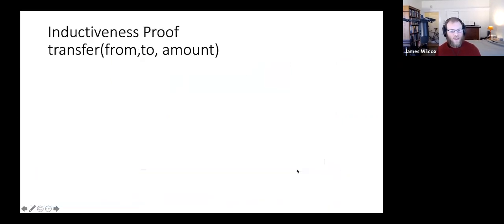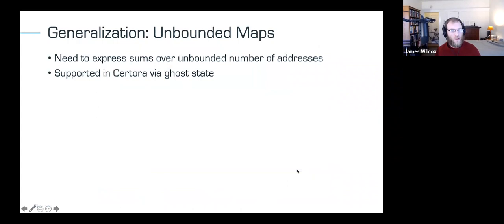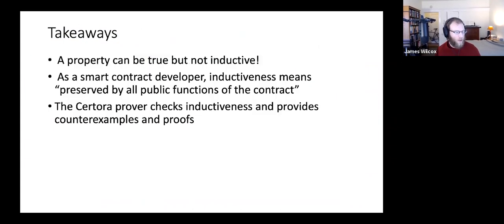Okay, let me just end on my conclusion slide. So I think the main thing I wanted to introduce to you today was this idea that you can have properties of your code that are true, but not inductive. And it's actually really hard to tell the difference if you're not using some kind of verification technology. First of all, it's really hard to tell between true properties and false properties.